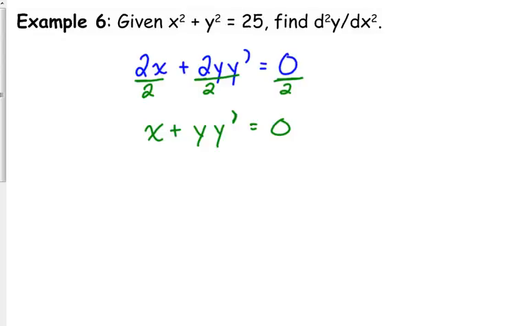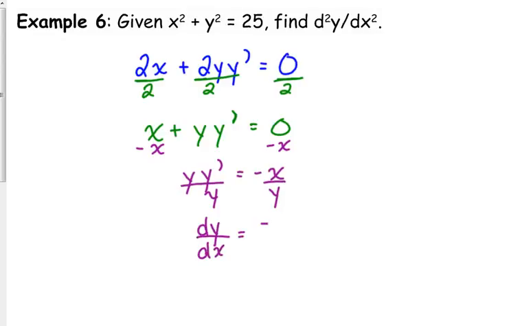Now, I'm going to solve for y prime. Subtract x from both sides. y prime is equal to negative x, and then divide by y. So dy over dx is equal to negative x over y. I changed my notation there just because the problem started with the dy over dx notation, so this will help me remember. I'm not finished, that's just the first derivative. I really want to find the second derivative.